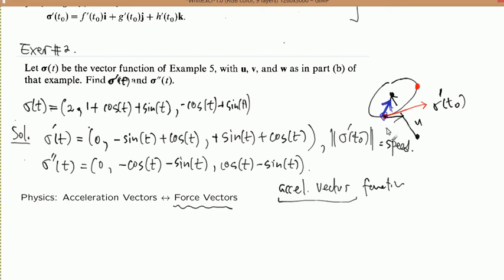Orthogonal projection says zero, right? Therefore, no force is acting in that direction. That's why the velocity is constantly not changing at all. So that's Newton's contribution.